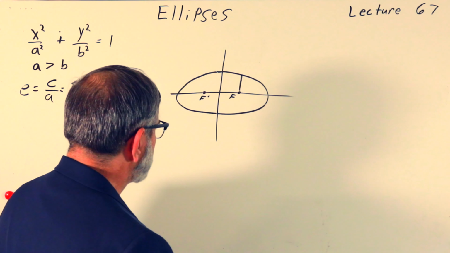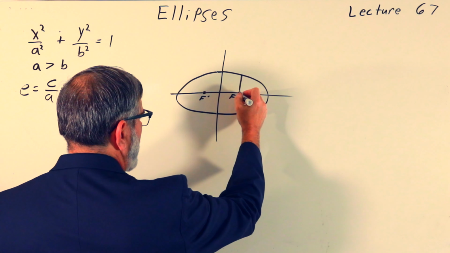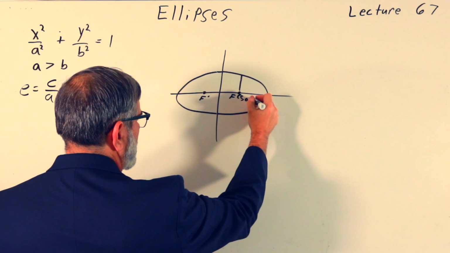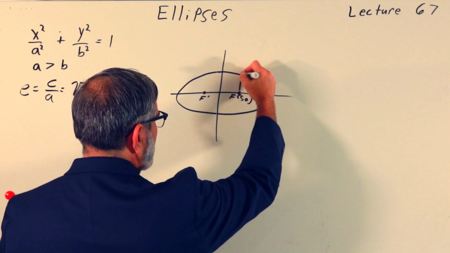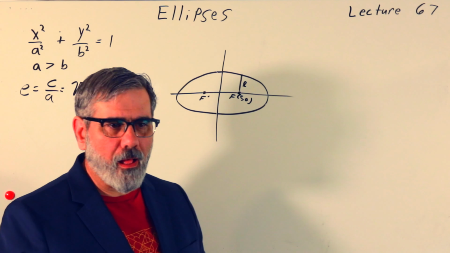Okay, so how do we find this point? Well, look at the point. We know that the x value of this point right here is c, and the y value is 0. So this point is (c, 0). How high up does it go here? What is the y value here? Well, it's just some value L, and we'll call that value L the latus rectum.